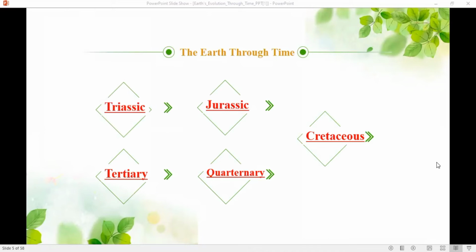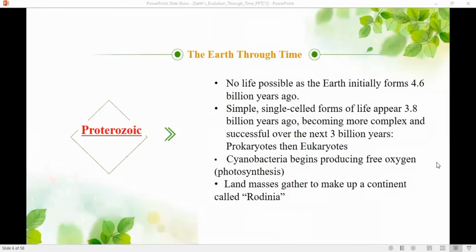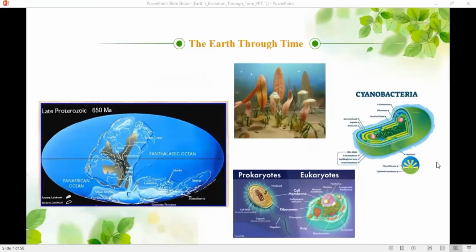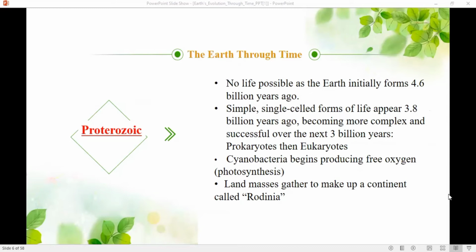And as we go further in our discussion, we will be witnessing how life on Earth has changed, and also we will witness the appearance of the fishes and the extinction of the dinosaur. Okay, so now let's go forward to the Proterozoic.